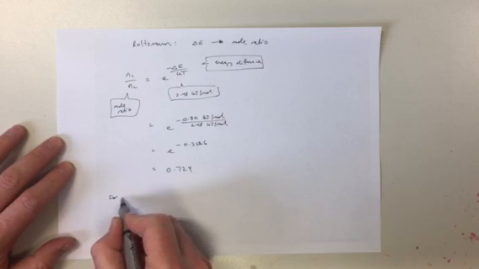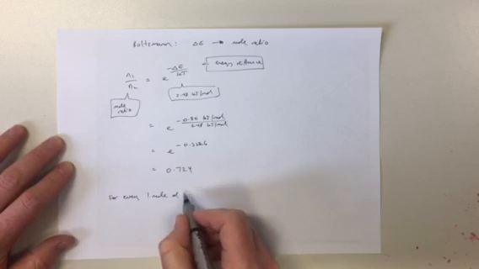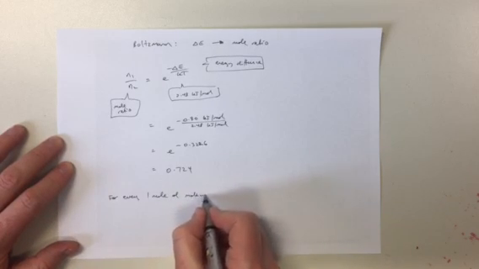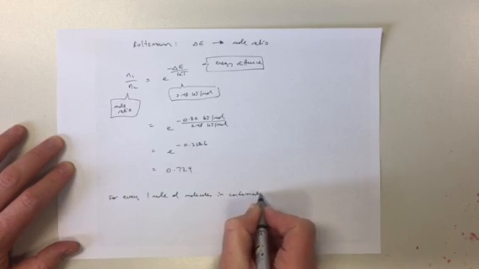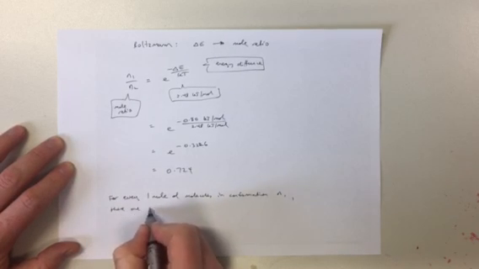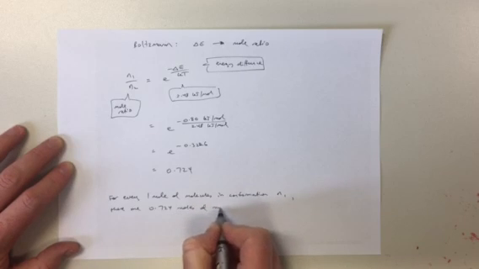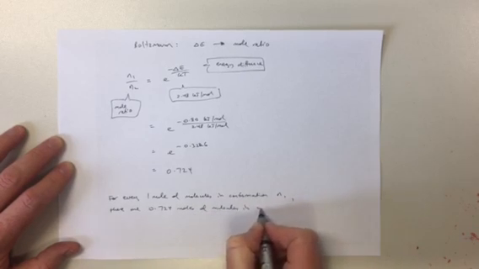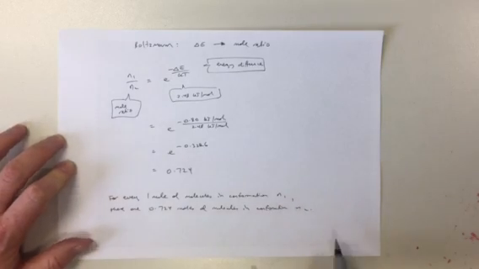So that means for every 1 mole of molecules that are in conformation N1, there are 0.724 moles of molecules in conformation N2. So that makes sense.